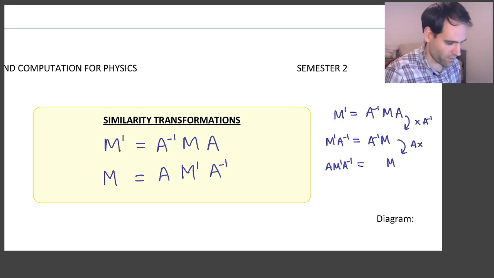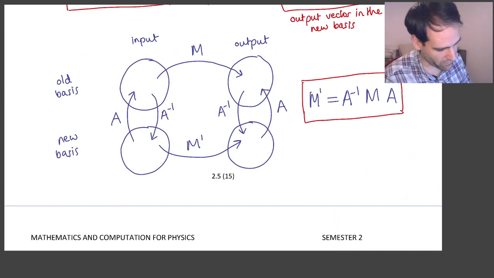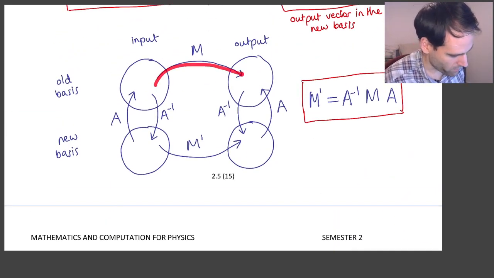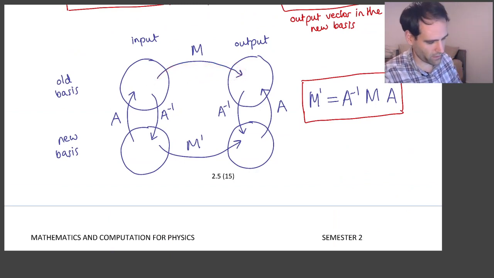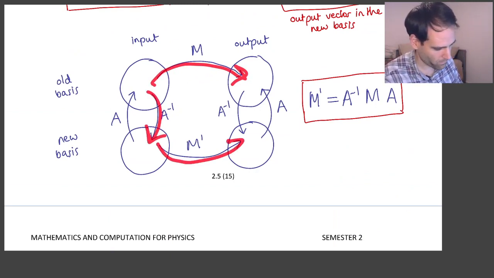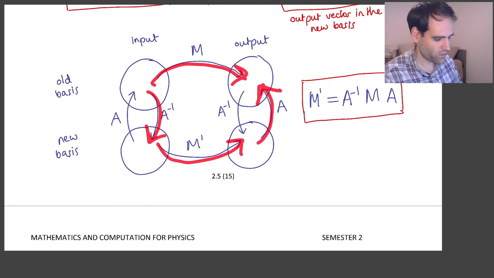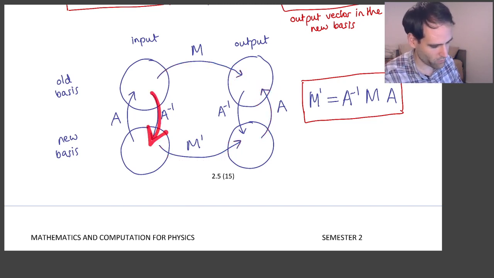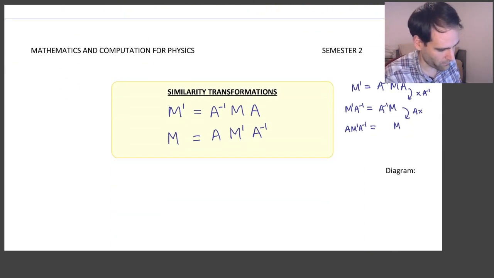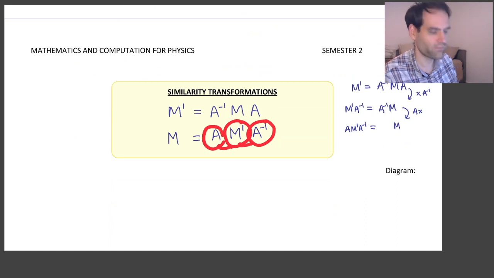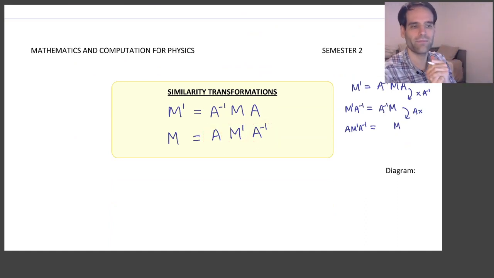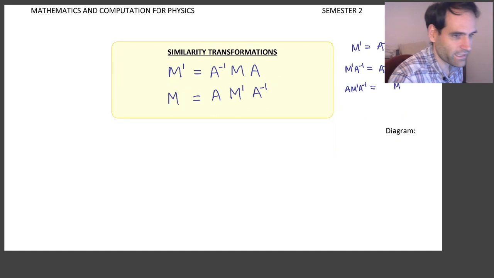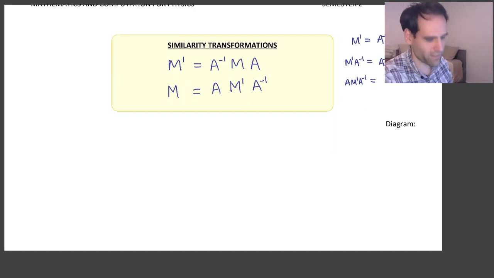If we looked at the previous diagram, this is like saying that M can either go directly or we can go using this path. So this path is first A⁻¹, then M prime, and then A, which is what we are doing. We go from right to left applying transformations. Excellent. So these are called the similarity transformations.